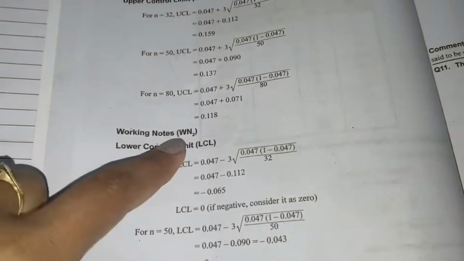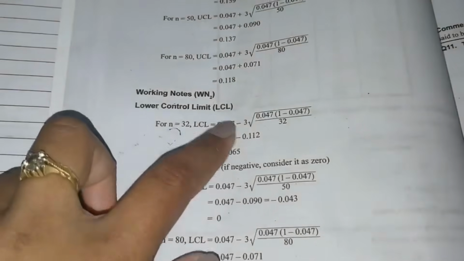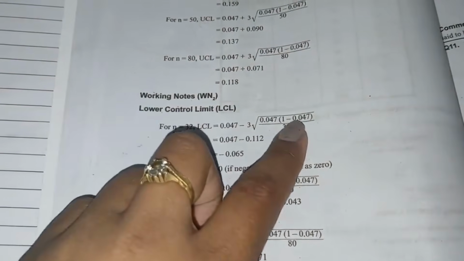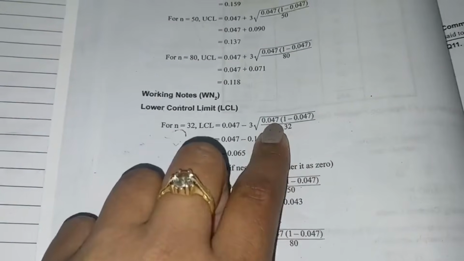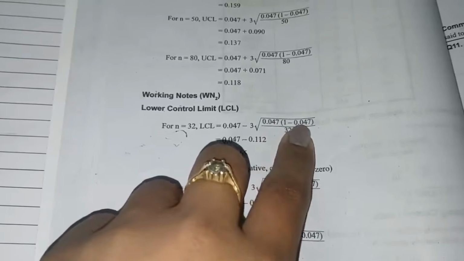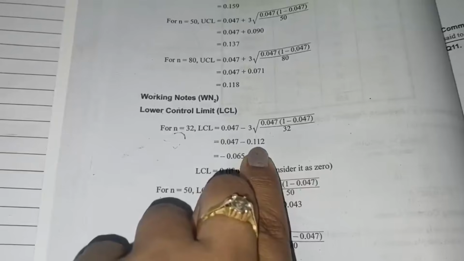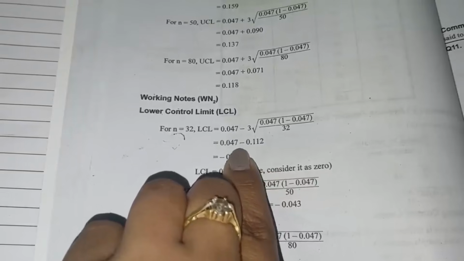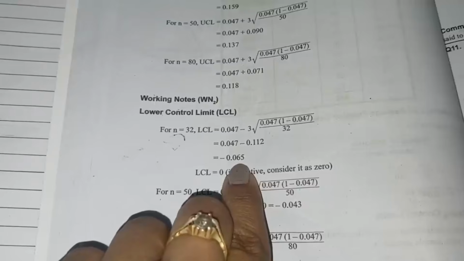సేమ్ థింగ్ ఇక్కడ కూడా 32కి చేయాలి, 50కి చేయాలి, 80కి చేయాలి. ఇక్కడ ఓన్లీ ద థింగ్ ఏంటంటే ఇక్కడ మనకు మైనస్ ఉంది. ఫస్ట్ ఏమో 1 మైనస్ 0.047 చేయాలి, తర్వాత ఇంటూ 0.047 చేయాలి, డివైడెడ్ బై 32 చేయాలి. వచ్చిన వాల్యూకి రూట్ కొట్టినాక ఇంటూ 3 చేయాలి. అప్పుడు మీకు 0.112 వస్తుంది. ఇక్కడ కూడా 0.047 0.112 తీసేస్తే మైనస్ 0.065 వస్తుంది.